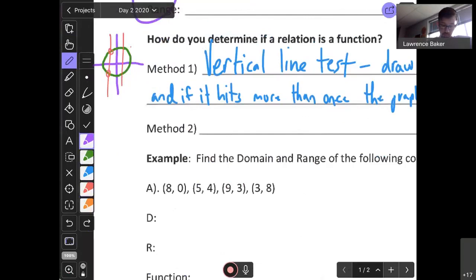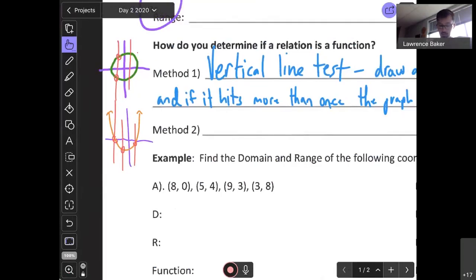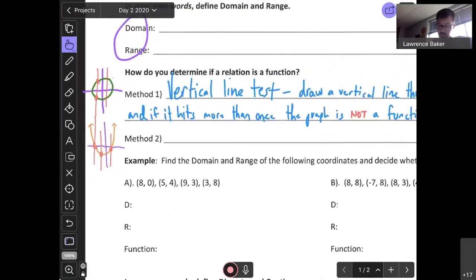If I were to draw something like a parabola, no matter where I drew a vertical line, I could never find one that would hit more than once, right? And so what that's telling us is that this is a function because those vertical lines only ever hit once. Okay? So that's what the vertical line test tells us, if it's a function or not.